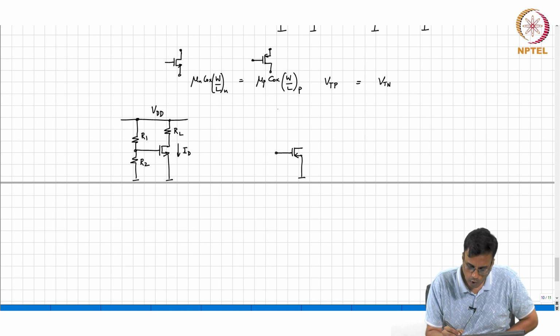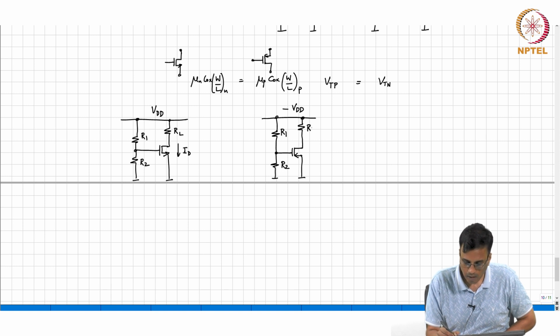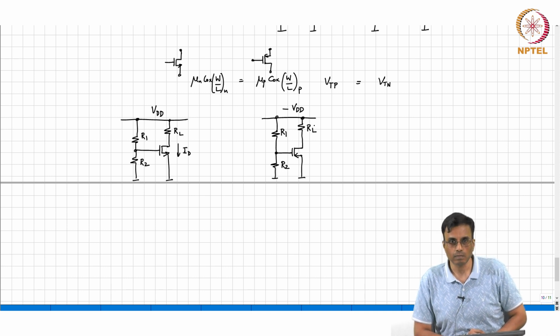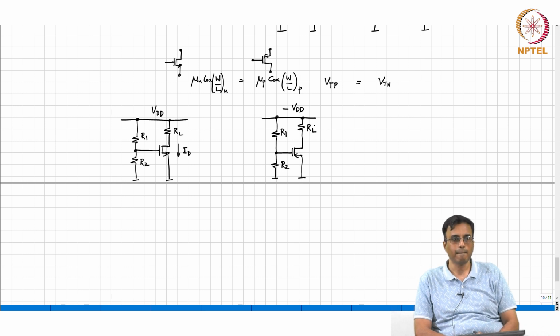So, if you did not want to change anything as far as the topology is concerned, what would you do? You just replace this VDD with minus VDD. Correct? All right. Okay. So, consequently what will happen?